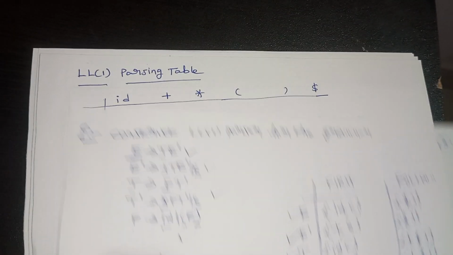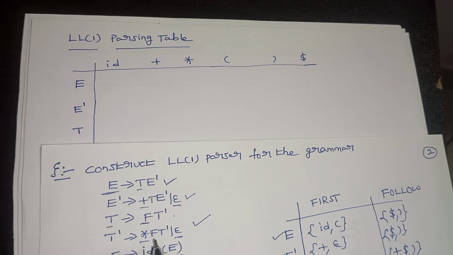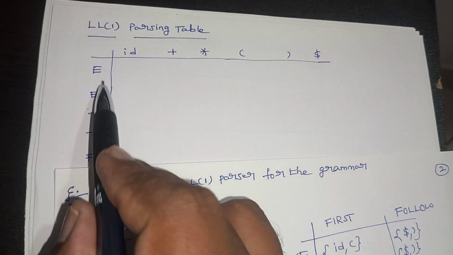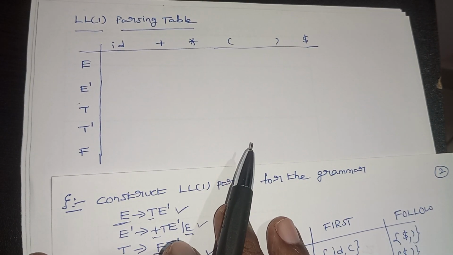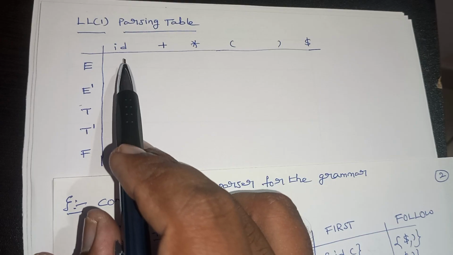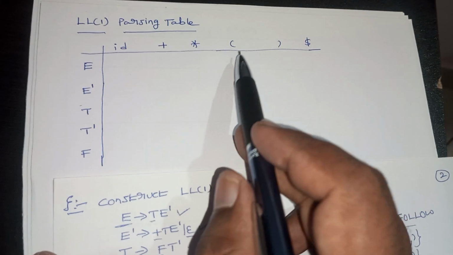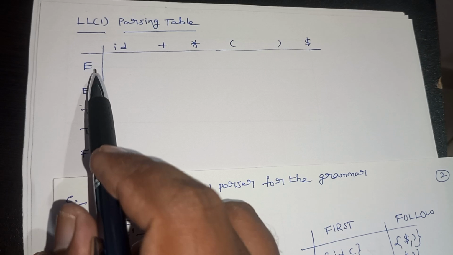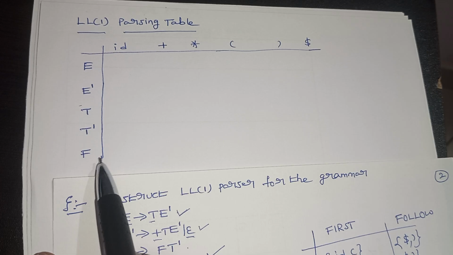So first of all, see here, E tends to T E dash. For this I have to fill this entire table. First you write all the terminals present in the grammar: terminals id, plus, star, left parenthesis, right parenthesis, and then you have to add dollar. These are the variables or non-terminals that you have to add into the table as rows.